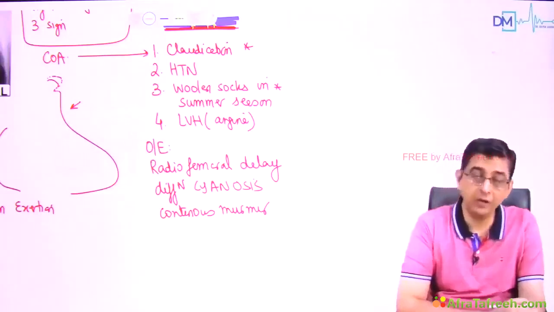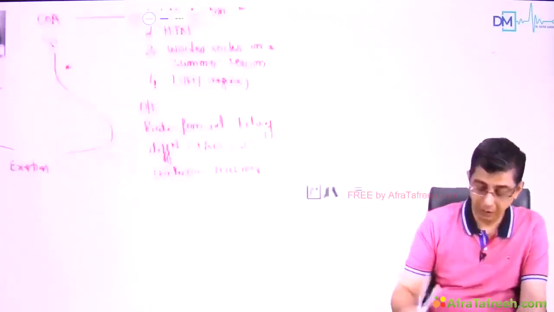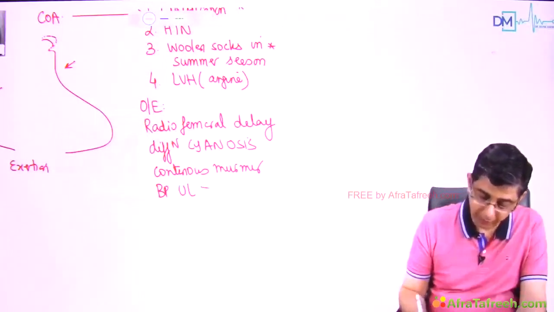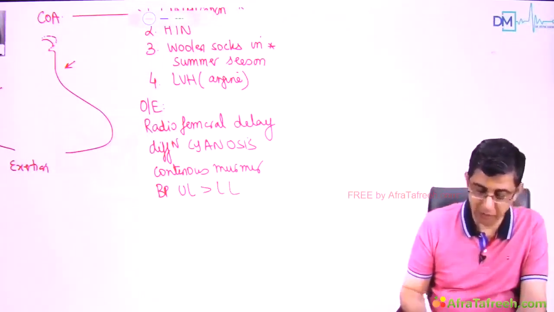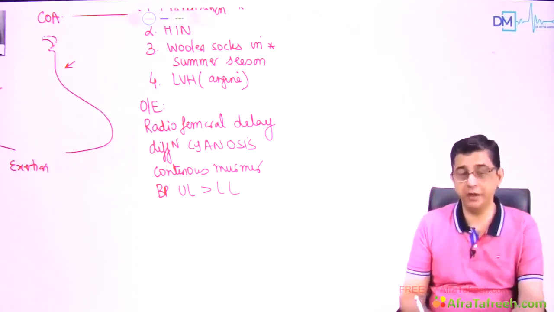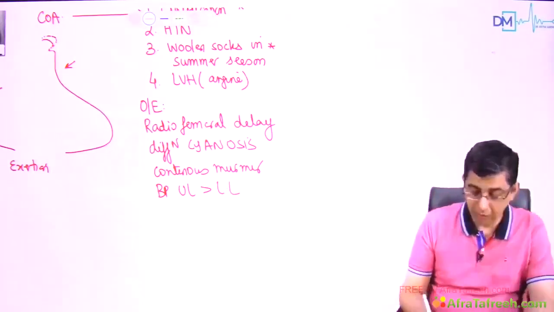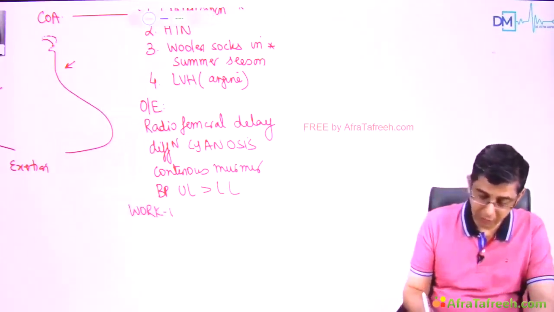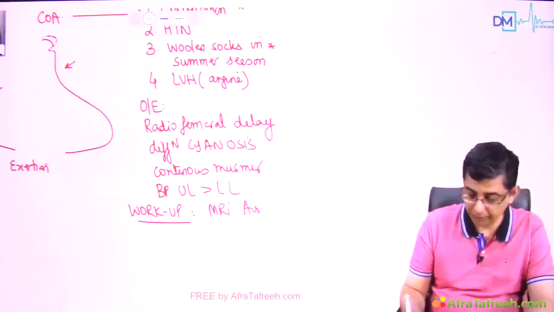That's because of the collaterals which are present. Then the BP in the upper limb will be more than the BP in the lower limb, whereas in a normal person BP in the legs is higher. Here it is reversed; the BP in the upper limb will be higher. In these patients, when you do a workup, the investigation of choice would definitely be an MRI of the aorta.